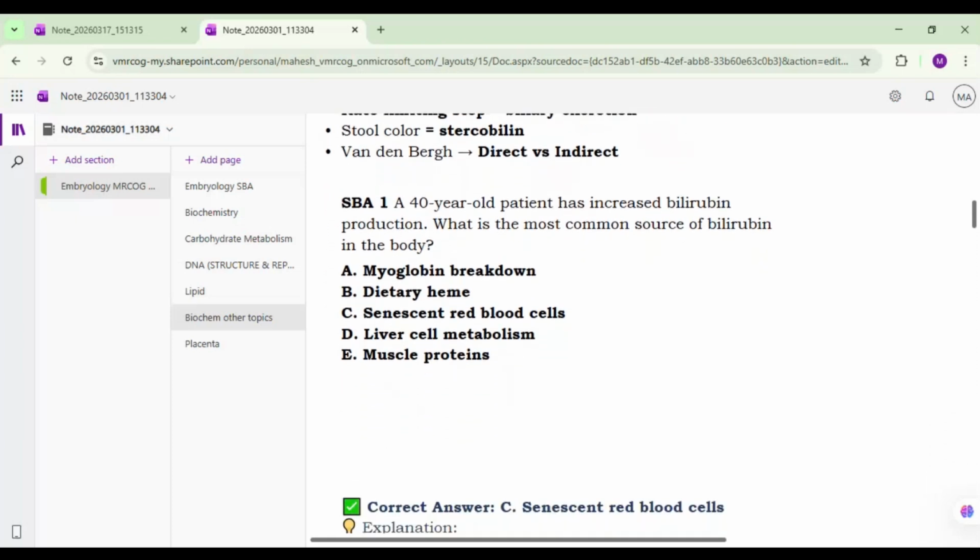Doctor, can you read a few questions here? Yes, sir. A 40-year-old patient has increased bilirubin production. What is the most common source of bilirubin in the body?